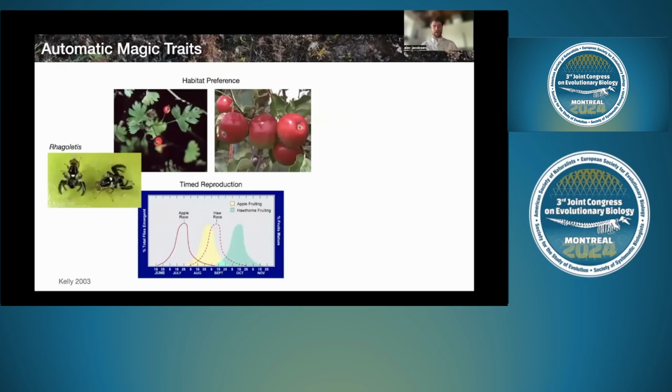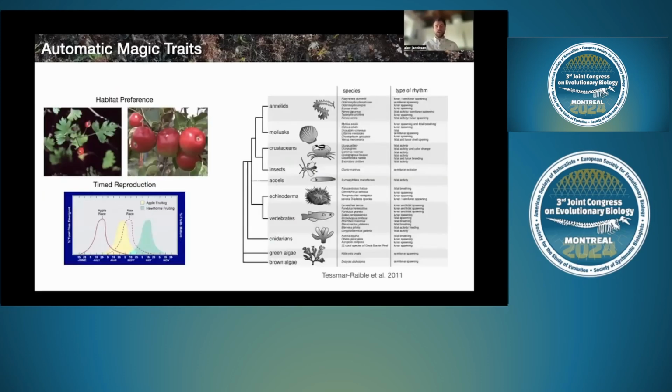Examples include habitat preference, like for the Rhagoletis fly, which can either mate on apples or on hawthorn berries, or timed reproduction, where populations reproduce at different times of the year and thus miss each other. And these automatic magic traits have been suggested to be the traits most likely to result in speciation. Furthermore, at least for timed reproduction, it's found across the tree of life. This is just a little phylogeny showing all of the known lunar spawning rhythms. However, you can also think about flowering times in plants or insects mating at different times of the year.